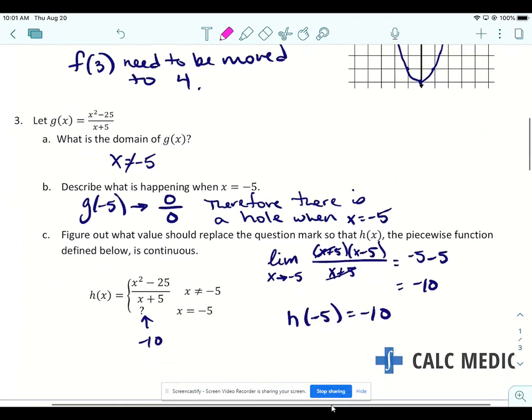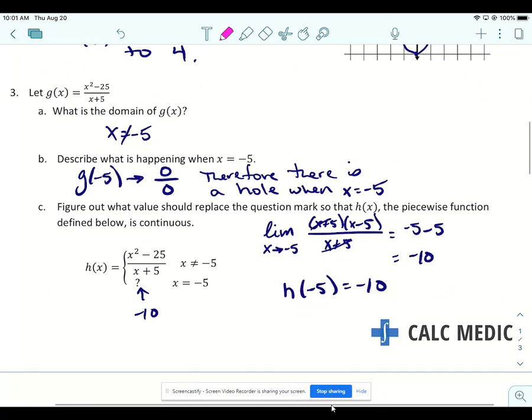All right, so on 3, the domain, x cannot be negative 5. If we put negative 5 in, we end up with 0 over 0. So for a rational function, which is a function that has a polynomial on the numerator and a polynomial on the denominator, when you get 0 over 0, that means there's a hole in the graph there.